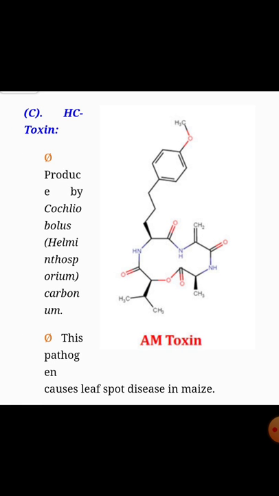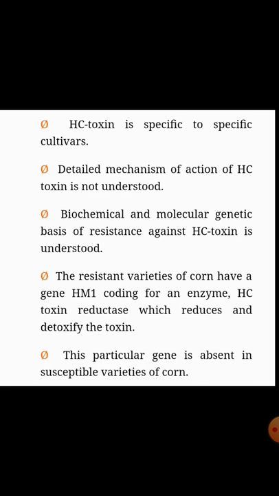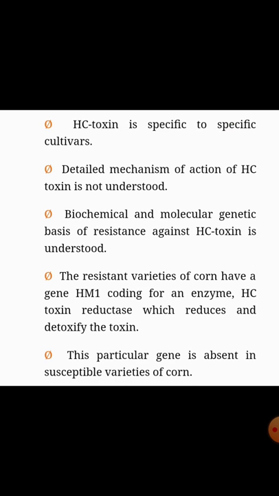Then the next is the HC toxin. The HC toxin is produced by Cochliobolus carbonum. This pathogen causes leaf spot disease in maize, and this HC toxin is specific for maize plant, specific to a specific cultivar. The detailed mechanism of action of HC toxin is not understood, but the biochemical and molecular genetic basis of resistance against HC toxin is understood. The resistant varieties of corn have the gene HM1 coding for an enzyme, toxin reductase, which reduces and detoxifies the toxin, and this particular gene is absent in susceptible varieties of corn.